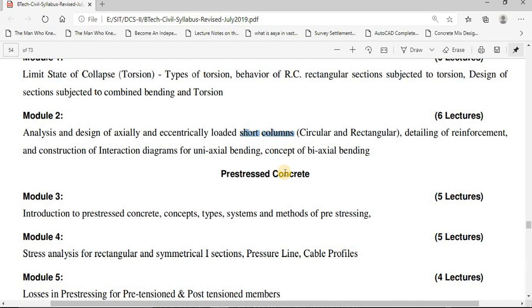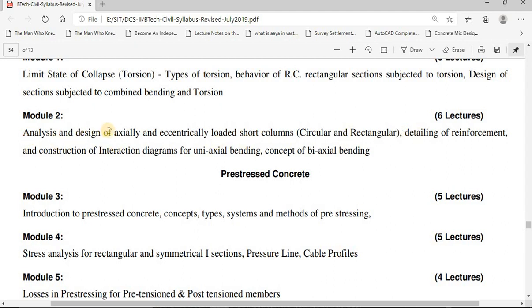One is short column, another one is long column. So when the column is called short and when the column is called long, how to categorize those columns we are going to study while studying module number 2. Remember, the short column is designed based on Euler's theory. So in that, two shapes we are going to study, that is circular and rectangular.